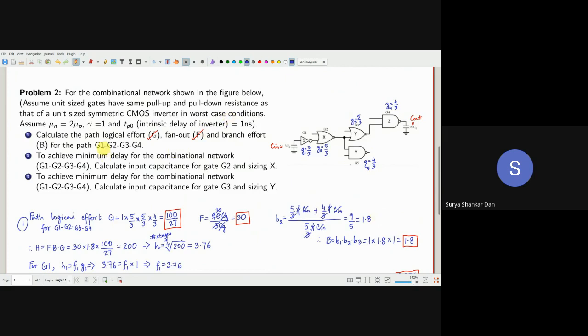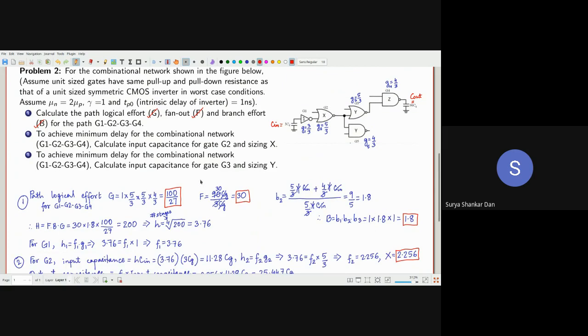So what is the branch effort for this path? Everywhere it is 1, 1, 1, everywhere. Just here at this node it is 1.8. That is the total branch effort is 1.8. ठीक है ना? It's very simple.